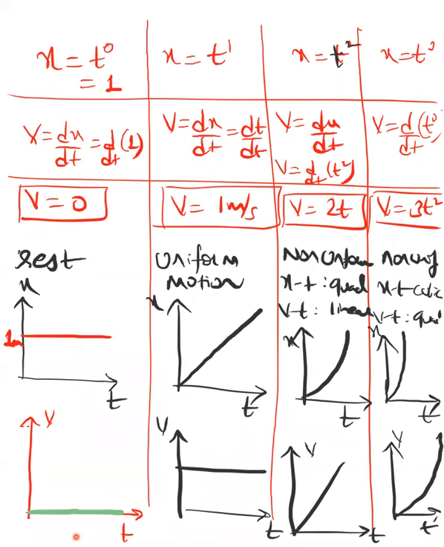See this side: first is zero velocity, then constant velocity, then linearly changing velocity, and quadratically changing velocity. For position, it is constant, then position is changing linearly, position is changing quadratically with time, and position is changing cubically with time. Understand or not?